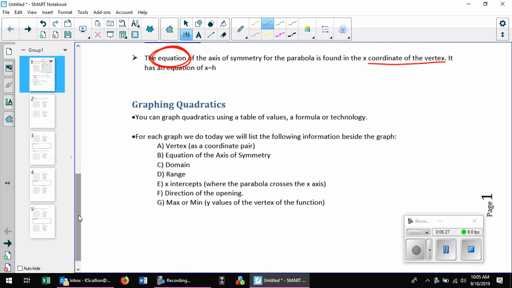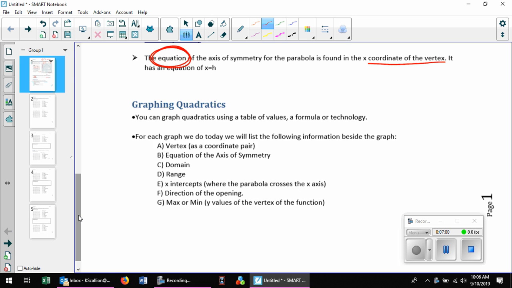So you can graph quadratics using a table of values, a formula, or you can use technology. FYI, ladies and gentlemen, you will not be using graphing calculators. You're not allowed to use them on the provincial exam in grade 12, so we're not going to use them here. I'm not going to teach you how to use it and then take it away from you on your exam. So we're not going to use it at all. I use my graphing calculator all the time, but I don't have to write the provincial exam.